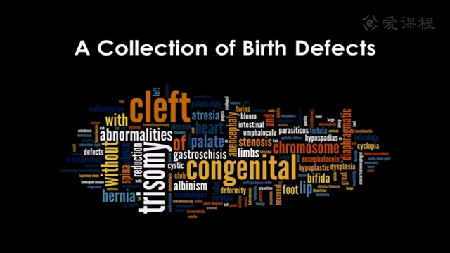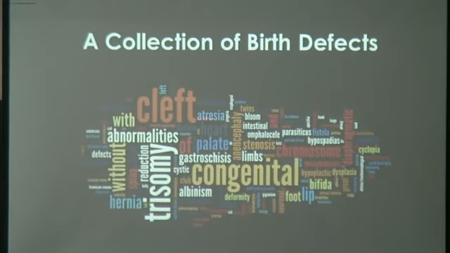Here I just show you a collection of most of the birth defects in a word cloud. Hopefully you can see it more clearly. The bigger font size means the word appears more frequently in the text I gave it as input. You can see congenital, trisomy, cleft. These three words are the most frequent words, which highlight the characteristic of birth defects: they are congenital, present at birth.